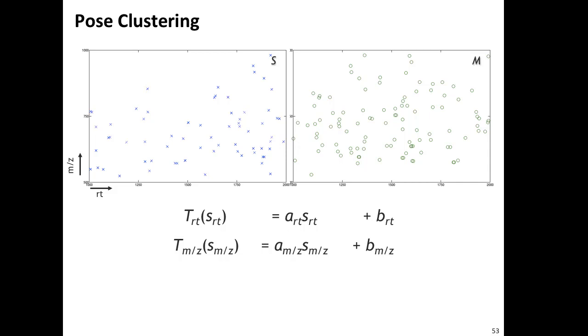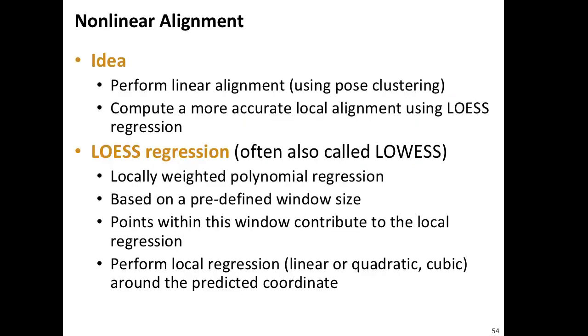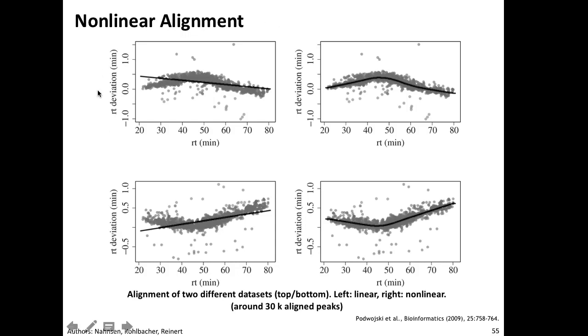But people have claimed a lot that you're still left with some residual error, so you should do nonlinear alignment. They tend to support that with pictures like this, where you really see the RT deviation as a function of the gradient length. As you go along the gradient, the RT deviation is not really linear. You often see things like that going on. And thus they claim you need to do nonlinear alignment.